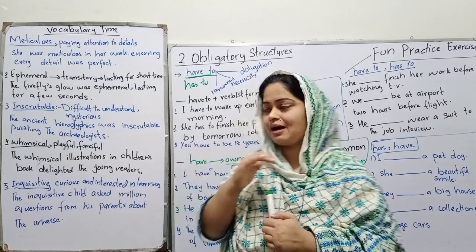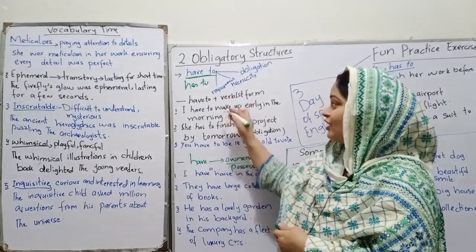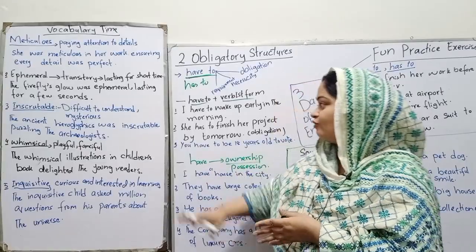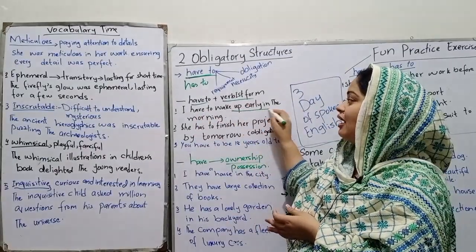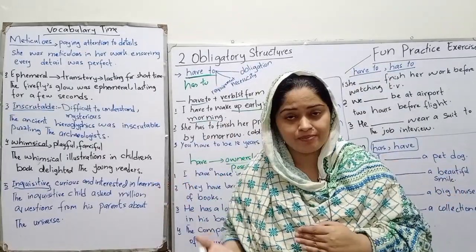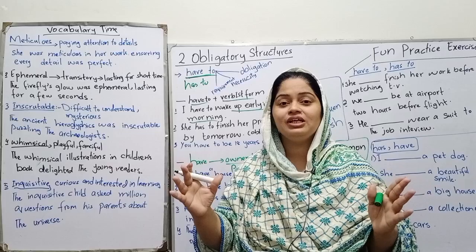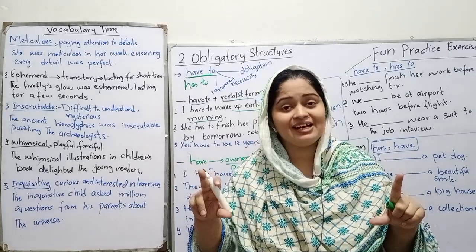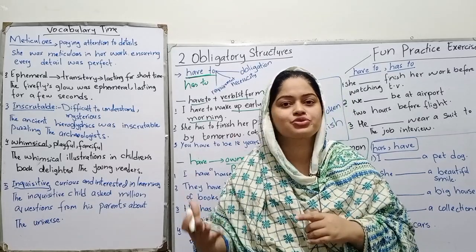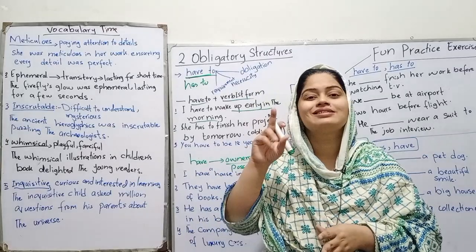Now coming to the examples. The structure is have to or has to plus the verb's first form. For example, I have to wake up early in the morning. No one wants to wake up early in the morning, but it's a requirement. If you want to get success, to lead a successful, peaceful life, to achieve many kinds of achievements, you have to get up early in the morning to go to school, your office, your university or college or workplace. So it's a requirement.